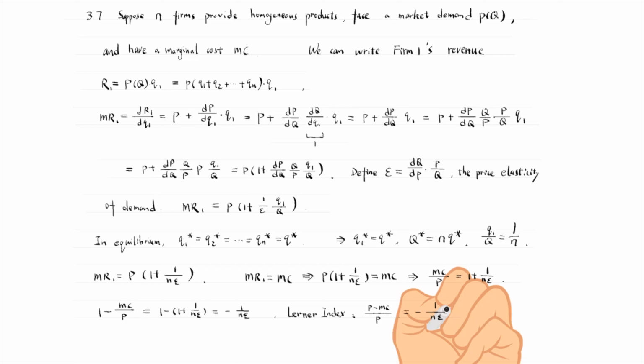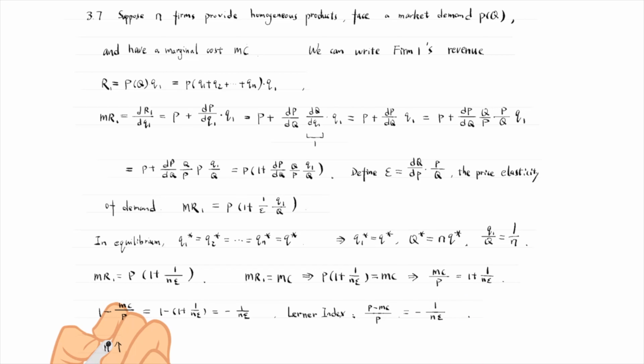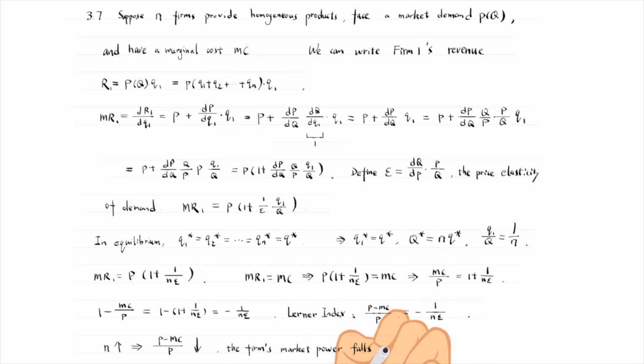We find that as the number of firms increases, the firm's market power falls. In other words, the fewer firms in the market, the higher prices they can set above their marginal costs, other things equal. That is why the monopoly firm sets the highest price. The duopoly firms set the second highest price, and the price falls as more firms are in the market.